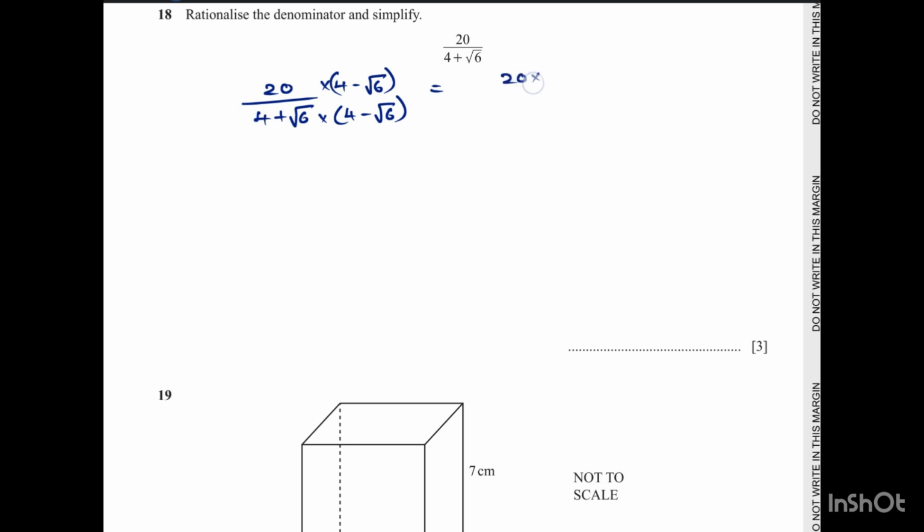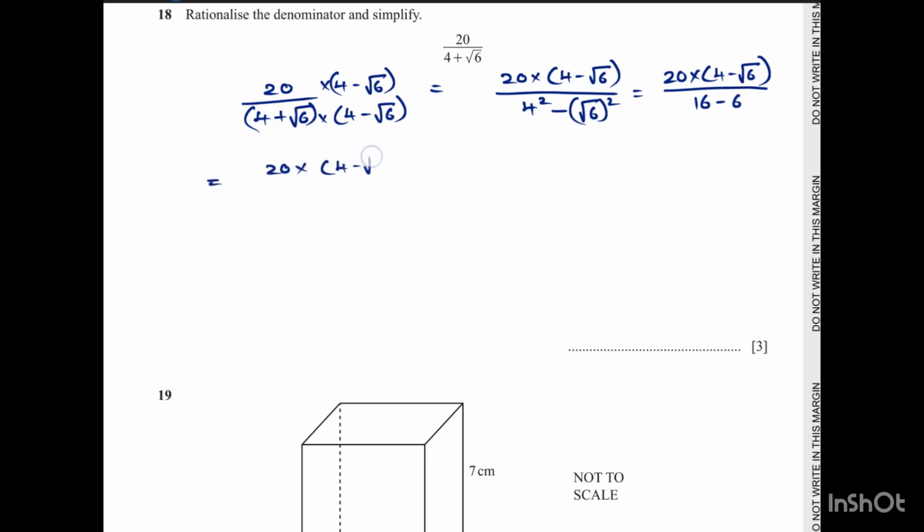Now 20 multiplied by 4 minus root 6, and the denominator is in the form of a plus b into a minus b. So a square minus b square we can write. Here a is 4, so 4 square, and b is root 6, so minus root 6 whole square. 20 into 4 minus root 6 by 4 square is 16 and root 6 square will be 6. Next step, 20 into 4 minus root 6 by 16 minus 6, which is 10.